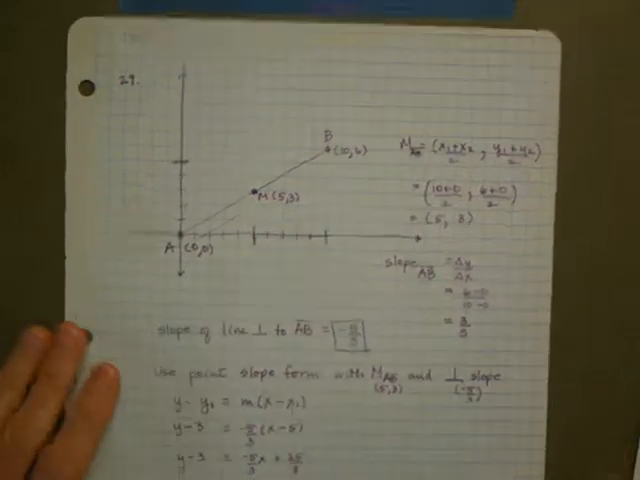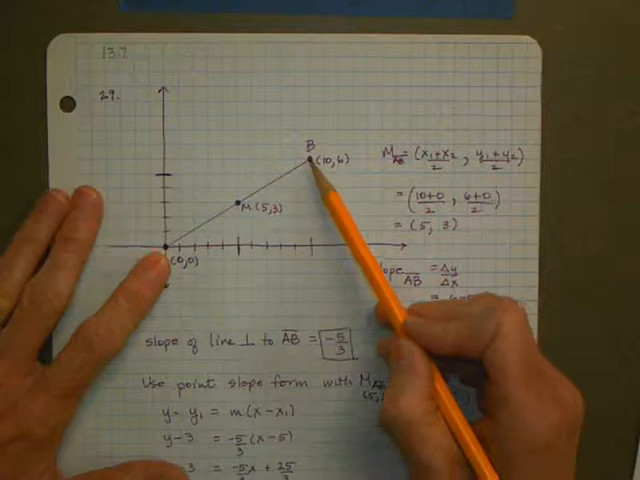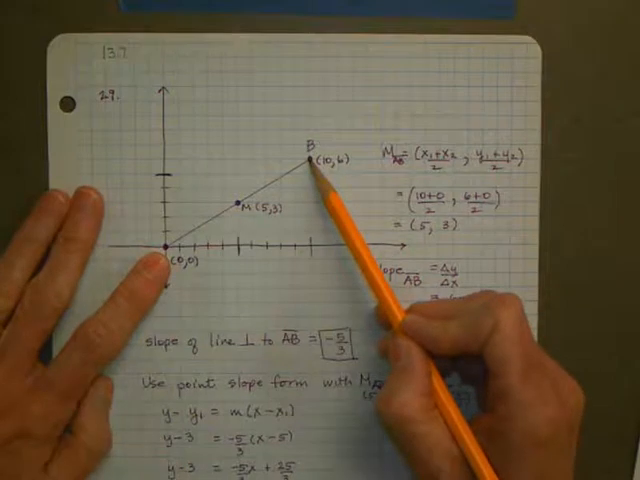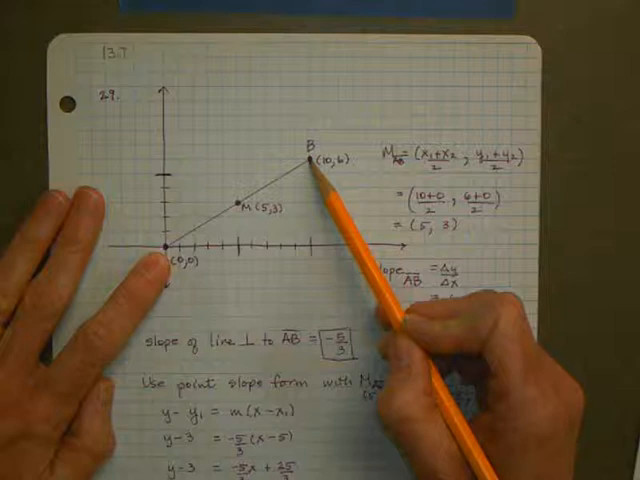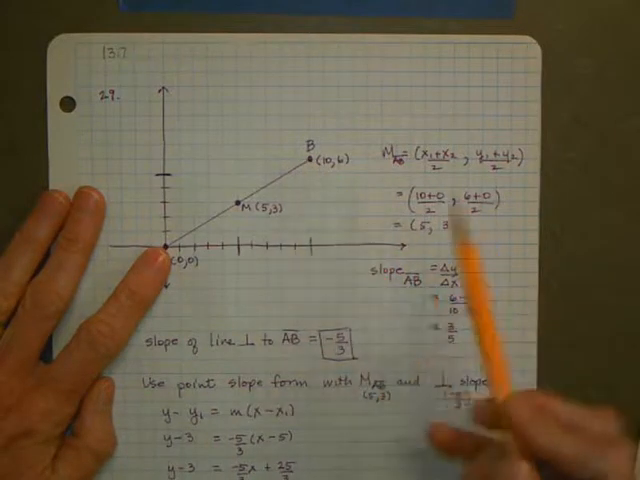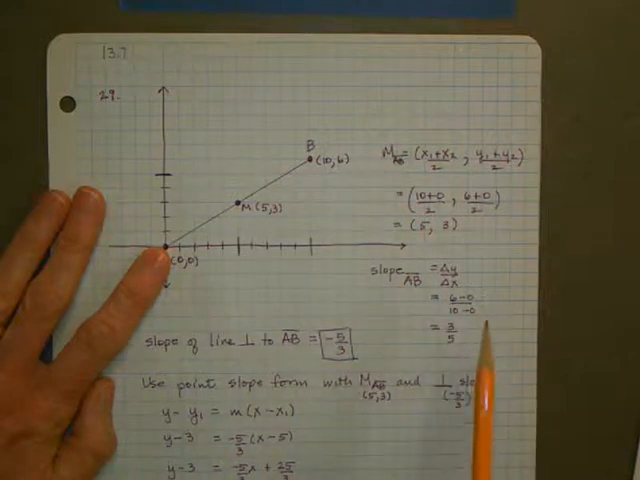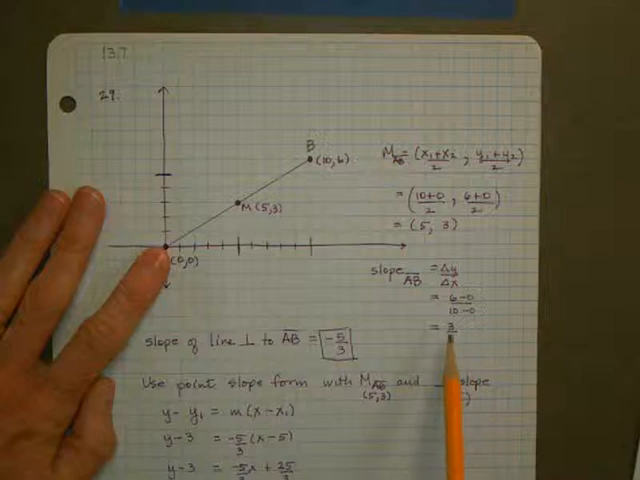For 29, you're given 2 points, (0, 0) and (10, 6), and you need to find the equation of the perpendicular bisector of this line AB. So let's figure out the slope of AB first, because then we can get the slope of the perpendicular bisector.